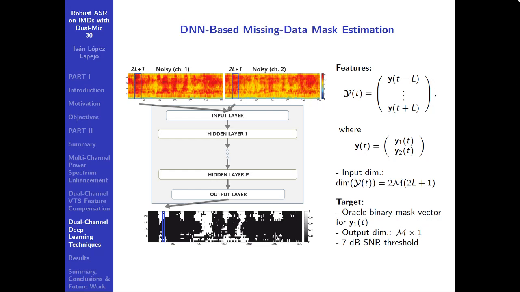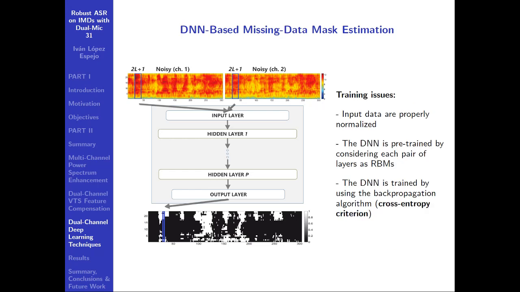And oracle binary masks were obtained by means of a direct comparison between the corresponding clean speech and noisy speech utterances using a 7 decibel signal-to-noise ratio threshold. About the DNN training procedure, the DNN is pre-trained by considering each pair of layers as restricted Boltzmann machines, and then a fine-tuning second stage is performed in which the DNN is trained in a supervised manner by using the backpropagation algorithm considering the cross-entropy criterion.